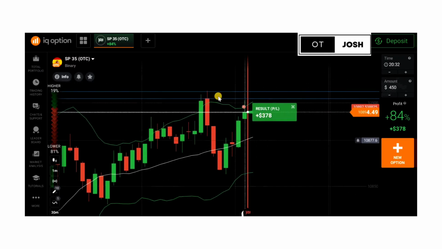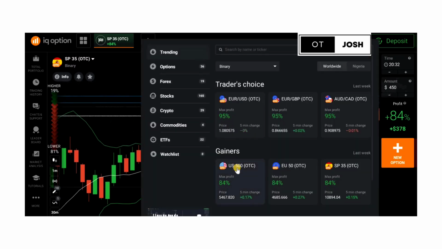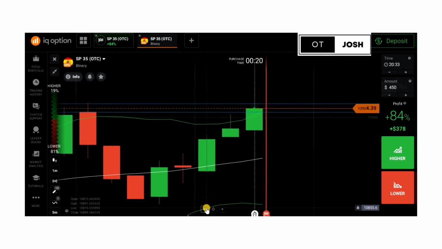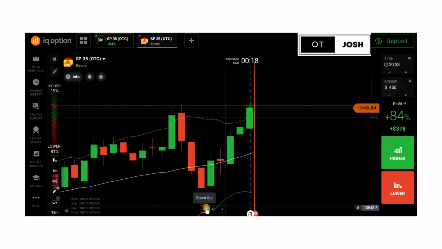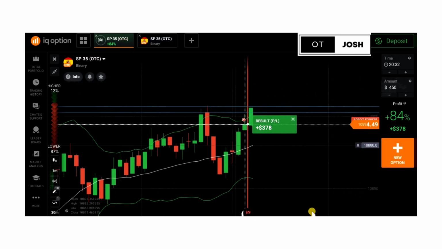So now we got our first trade. Let's move on to the next trade using the same pair. This is an OTC market. Okay, so now I got my first trade. I will wait for the second trade, which is going to happen soon. But before we wait, let me explain why I took the first trade.